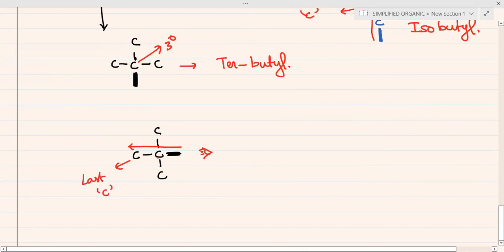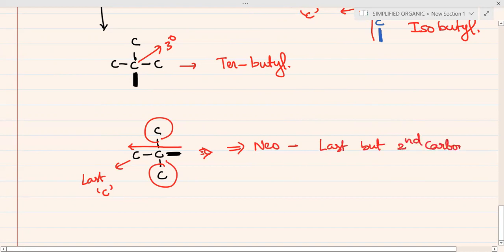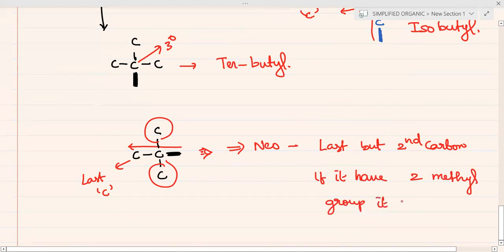Last carbon. Last but second carbon, if it has two methyl groups, it is called neo. I'm writing it here: last but second carbon, if it has two methyl groups, it is called neo.